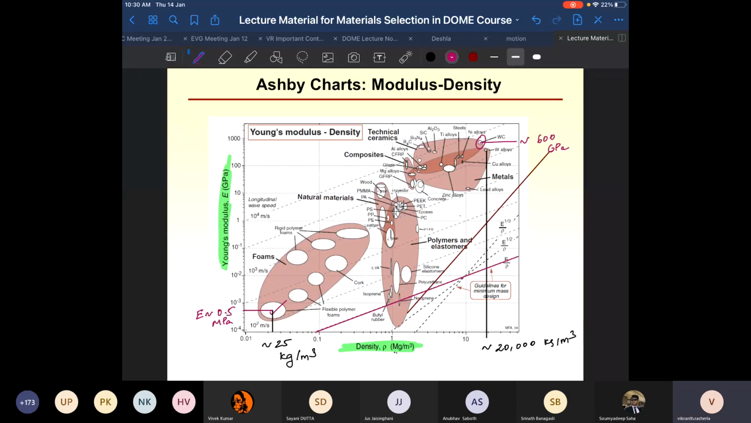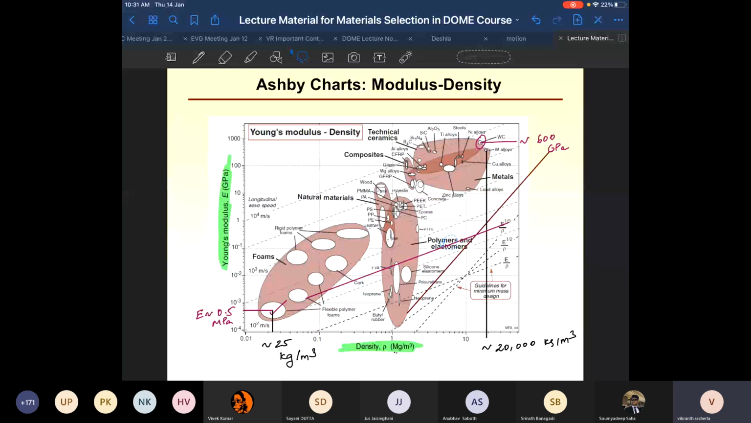Okay, I have drawn this line. Now what I'm going to do is, as I move this line up, what am I doing? For points on this line, at this point, E by rho is some value. If I move up, then E by rho is a higher value or a lower value? Higher. Higher value.